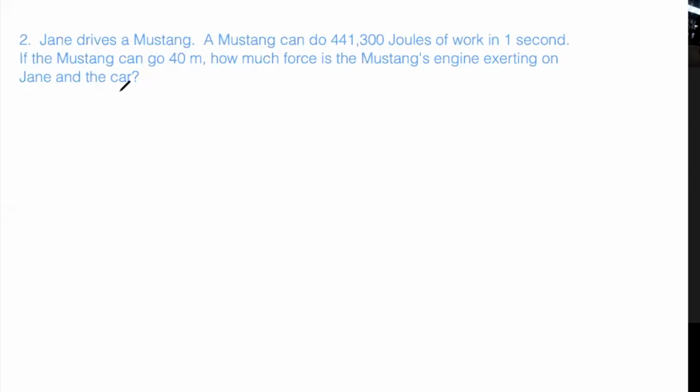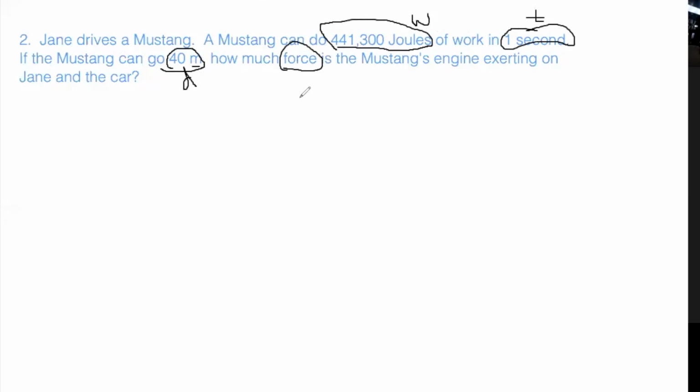All right. So first thing we read it, Jane drives a Mustang. A Mustang can do 441,300 joules of work in 1 second. Well, that's a time. If the Mustang can go 40 meters, that's actually a distance because meters is a distance. How much force is the Mustang's engine exerting on the car?